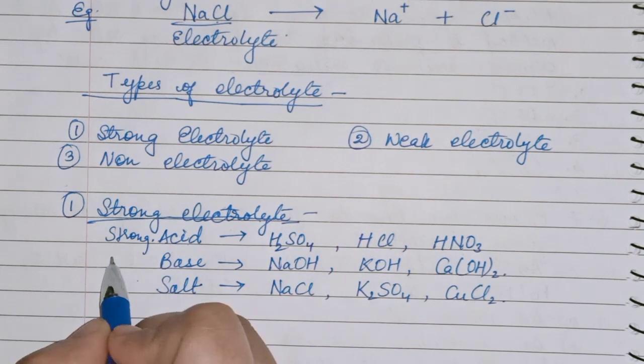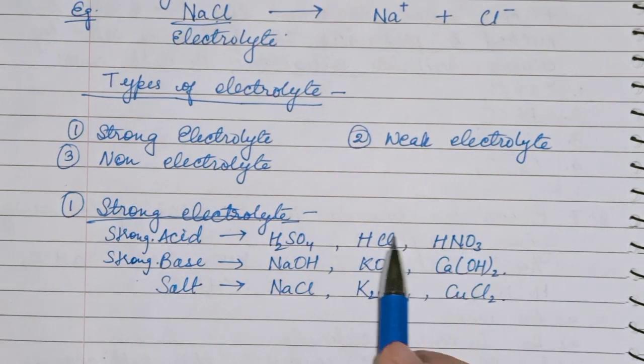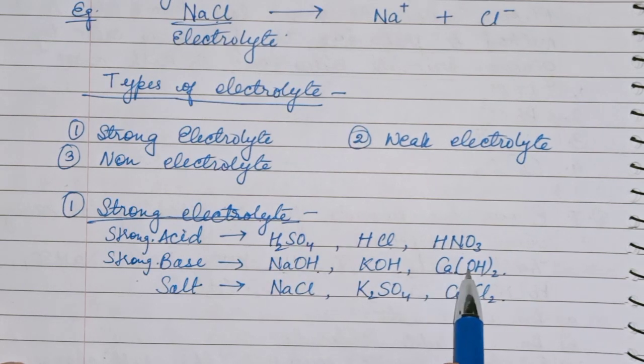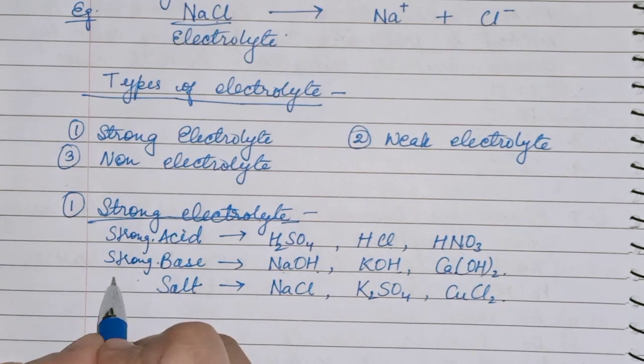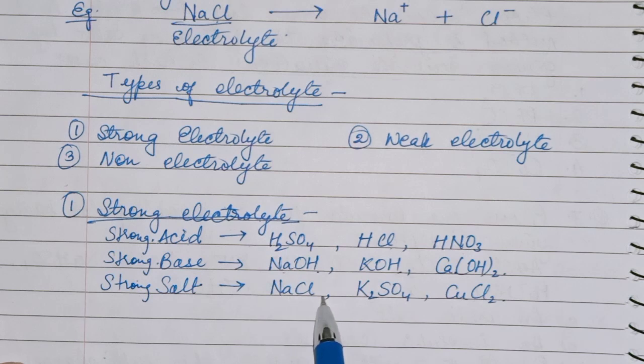Now next is base. A strong base means it will dissociate completely into ions in the aqueous form: NaOH, KOH and Ca(OH)2. And next is strong salt. Compounds like NaCl, K2SO4, CuSO4 are strong salts.